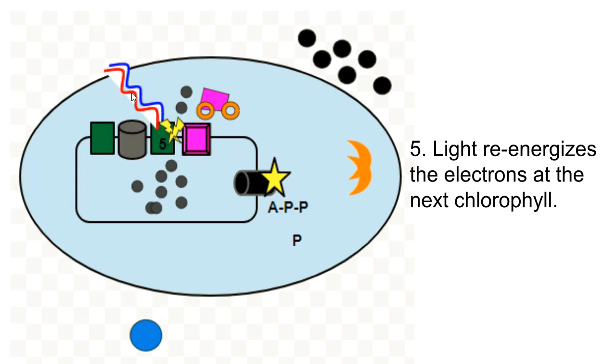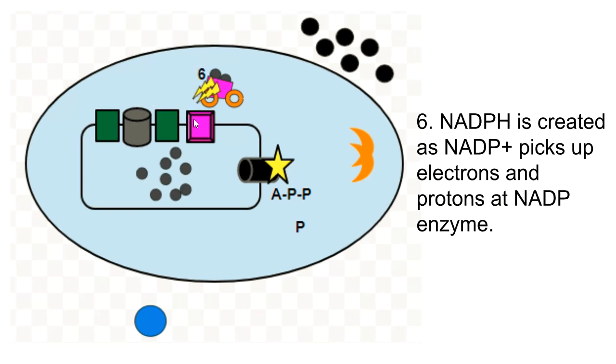Step 5, we need to re-energize the electron. So light comes in, is absorbed by the chlorophyll, re-energizes the electrons, and then those electrons get carried to the Calvin cycle. So this NADP plus, the truck waiting here at the loading dock, this enzyme, becomes NADPH. So it picks the electrons off of the electron transport chain, gathers up some hydrogen or some protons.